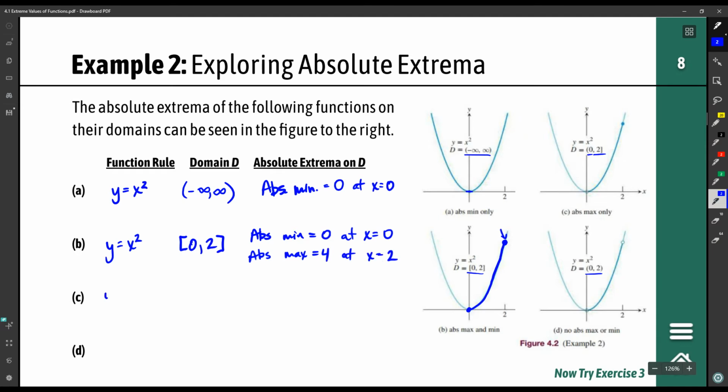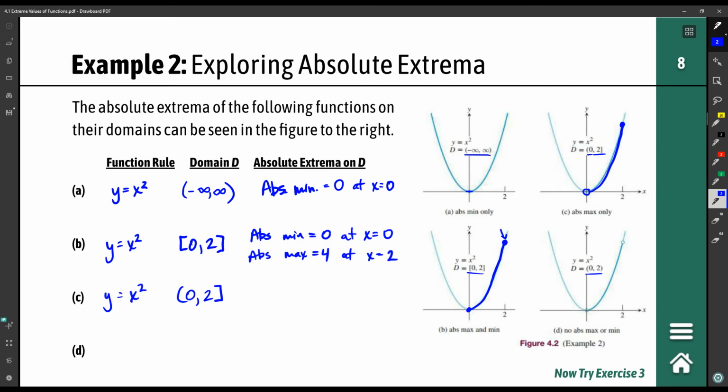Let's go to part C, where we have the same function rule, y equals x squared. This time the domain is open on the left and closed on the right. So this is an open circle here, and then we kind of curve up to a closed circle. So because the left side of this interval is open, this function really does not ever hit the value of 0 inside the interval. We get closer and closer and closer to 0, but we never get there.